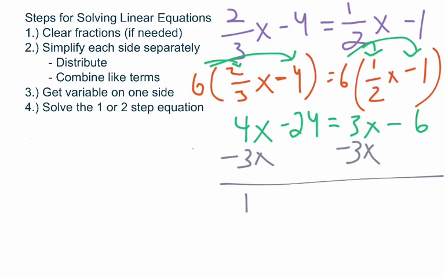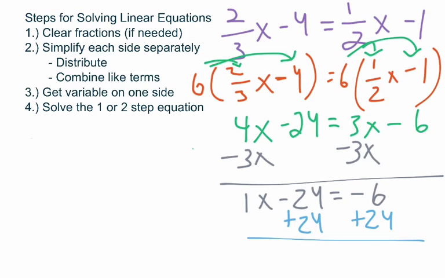4x minus 3x is 1x. Bring down that -24. 3x minus 3x is 0. And you're going to bring down the entire -6, so that negative is still there. It's still attached in front of the 6. Last step, solve the 1 or 2-step equation. Well, if I am subtracting 24, I can get my 0 by adding 24 to both sides.